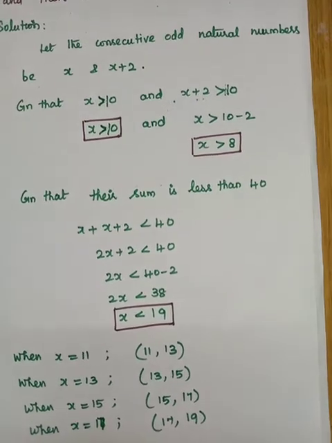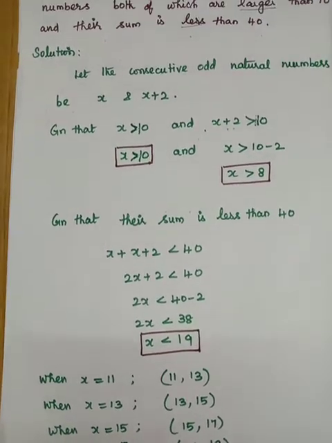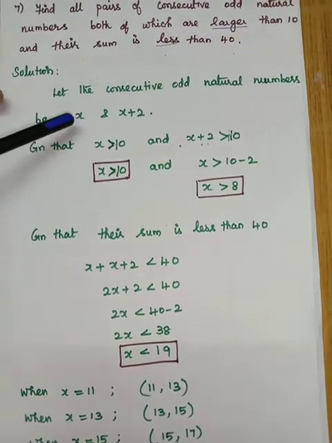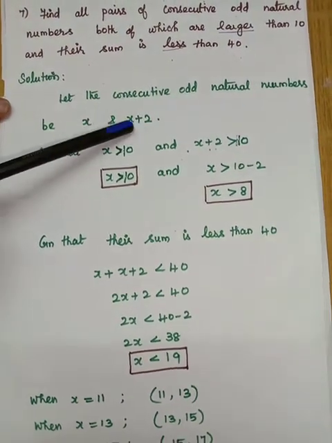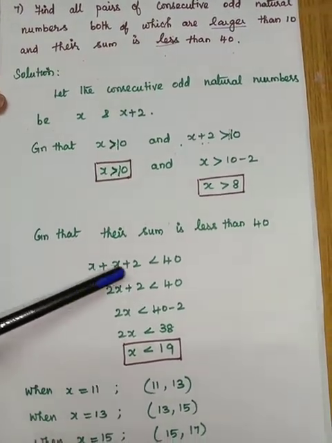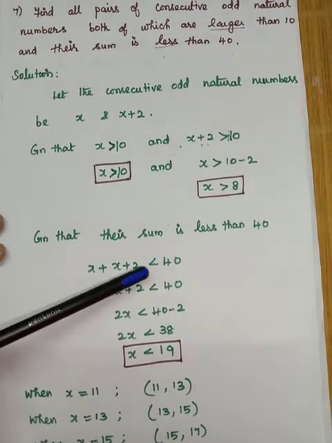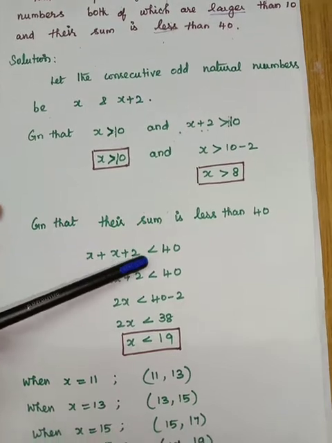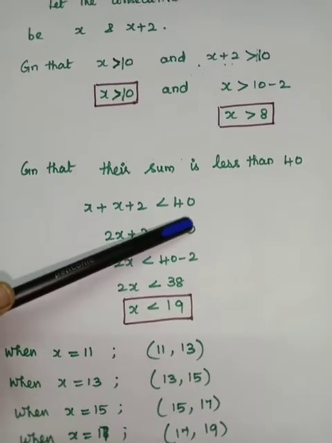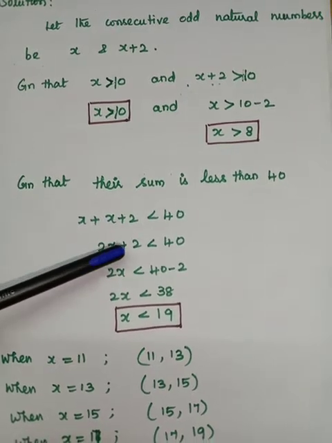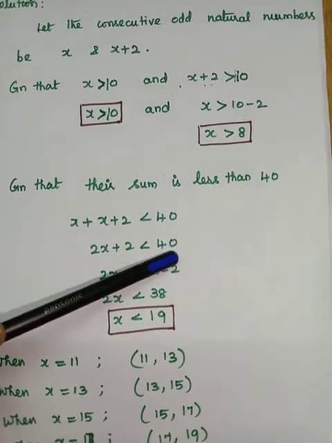And also given in the problem, their sum is less than 40. So first number x, the next number x plus 2. When you add these two, their sum is less than 40. So I have used the symbol less than 40. When I add these two, x plus x is 2x, so 2x plus 2 less than 40.